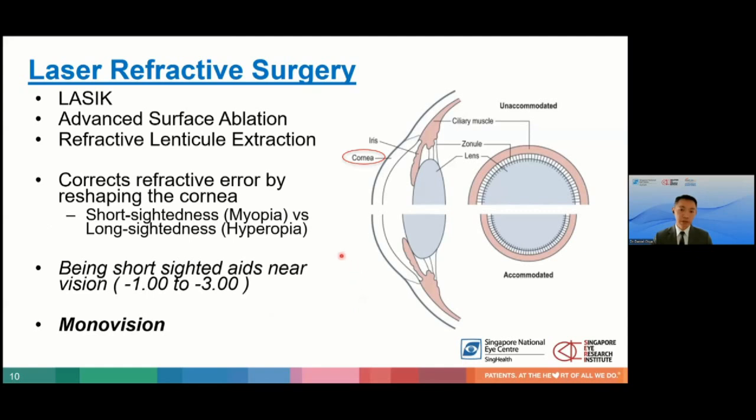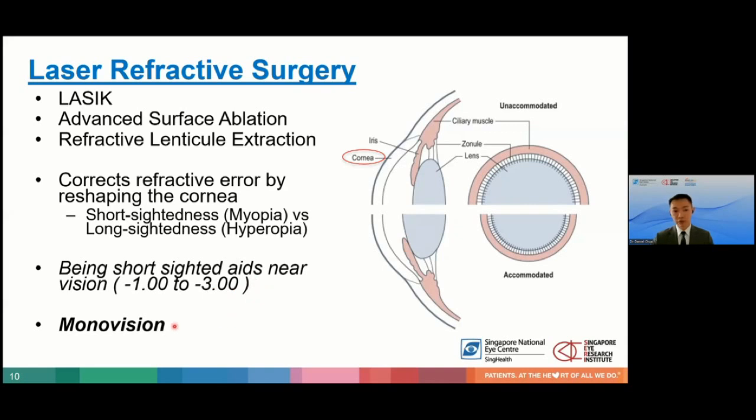It refers to the group of treatment options which operate on the cornea itself. So what we do is we can correct the refractive error, so to say, by adjusting the degree on the eye, by reshaping the cornea to treat long-sightedness and short-sightedness. One important thing to note is that being short-sighted, such as 100 degrees to 300 degrees, will allow us to see well for near without any reading glasses. But being 100 degrees to 300 degrees short-sighted means that actually the distance vision will not be as clear.